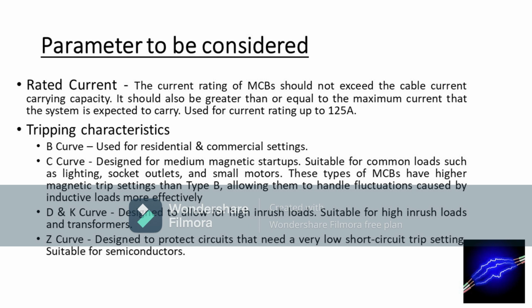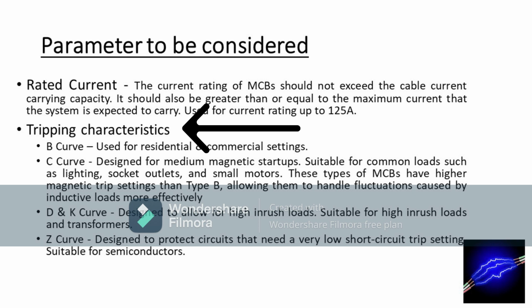If the current flowing through equipment goes above the rated current of that particular equipment mentioned by the OEM or the manufacturer, then the equipment may get damaged. So you need to protect your equipment from overcurrent. That is why your MCB rated current should not be more than the current which is suitable for your equipment. Next, we'll talk about the tripping characteristic.